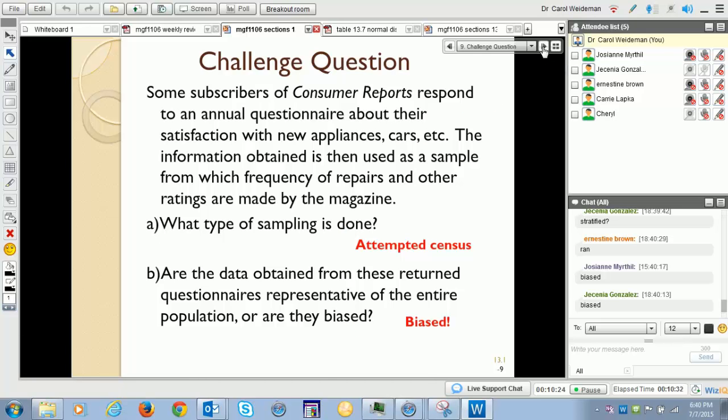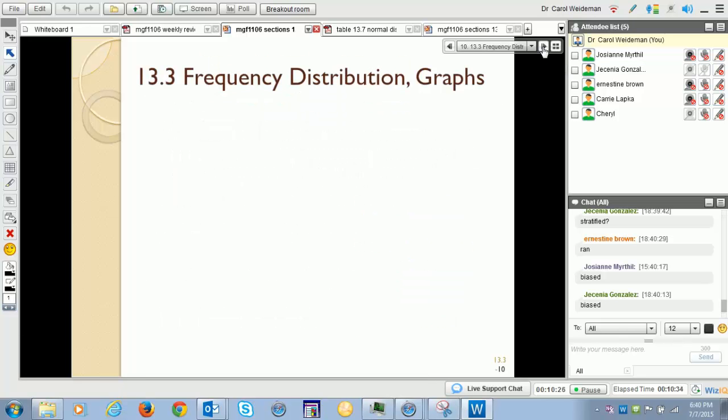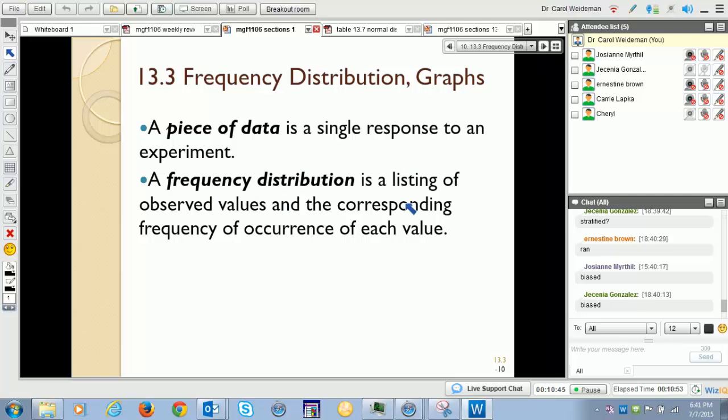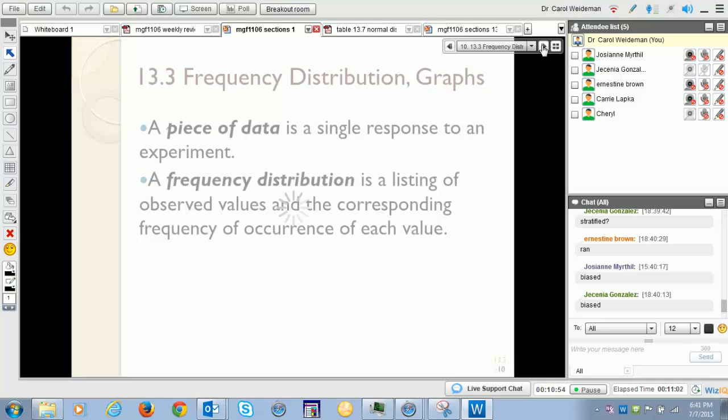Okay, so we're done with 13.2, and then we move to 13.3, and you don't have to know how to make the graphs here. You're just going to interpret them. So a piece of data is a single response to an experiment. So for instance, if I flipped a coin, the outcome I got, a head or a tail, would be a piece of data. And we can do a frequency distribution. We can list the observed values and the corresponding frequencies of each of those values. So let me go on the next page because I have an example.